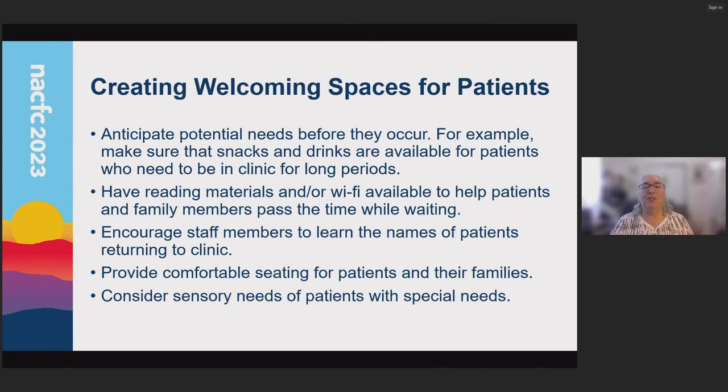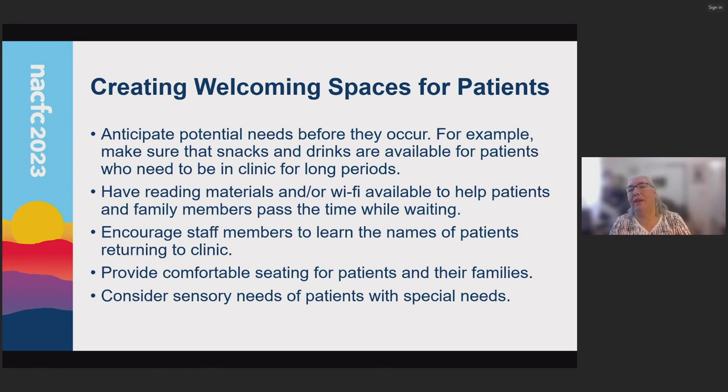This was a little more challenging during the COVID pandemic, but if you can have reading materials or Wi-Fi available to help the family members and the patient pass the time while they're waiting, it's very helpful. In the craniofacial clinic that we also attended, they had children's programming so they could watch children's movies. And so there was always something to entertain, particularly the younger children.